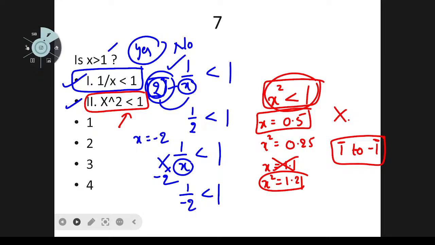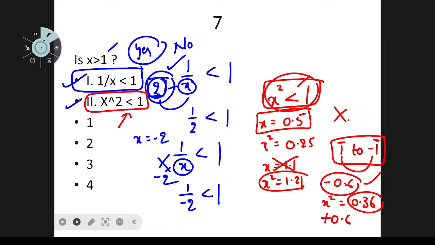But if I take any value in between them, -1 to 1, then it is possible. For example, -0.6. If I take -0.6, x square will be equal to 0.36. Is it less than 1? Yes, it is less than 1. Can I take +0.6? Yes, I can take. It will become 0.36. Is it less than 1? Yes, it is less than 1.